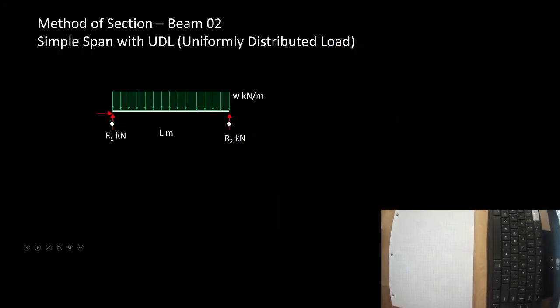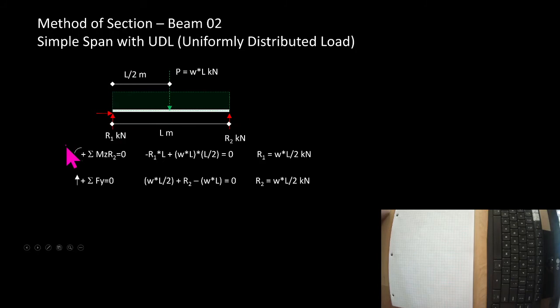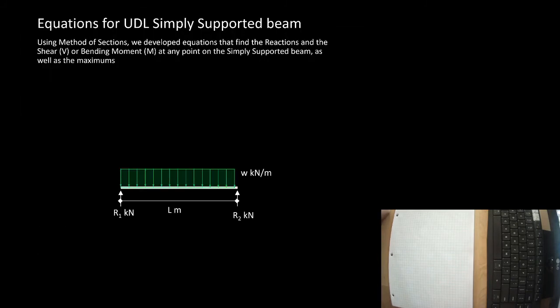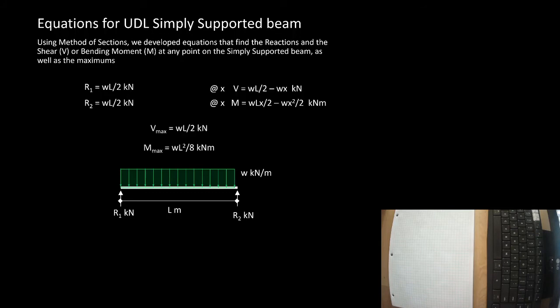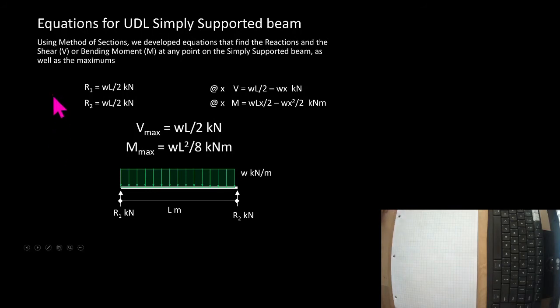So let's come back to the lecture slides here. So we have that all worked out. Using method of sections, we developed equations that find the reactions, the shear, and the moment at any point on the simply supported beam, as well as the maximums. Those two equations are ones you should know. You should know that the maximum shear is WL divided by 2, and you should know the maximum moment is WL squared divided by 8 for a uniformly distributed load on a simply supported beam. But that is the majority of the beams we analyze. So you have the majority of the information that we do again and again right there.